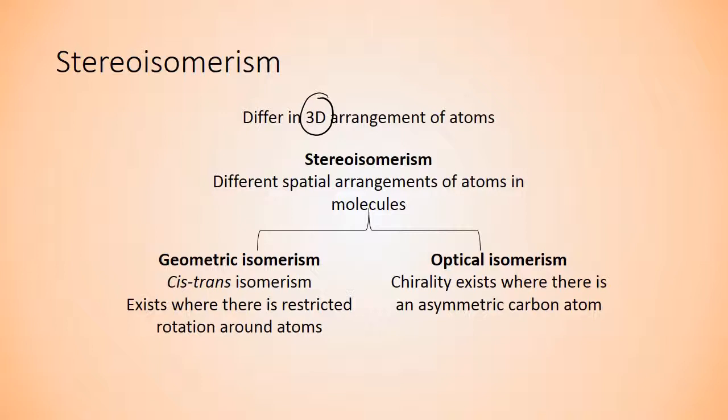There are 2 types that we're going to look at throughout this. We're going to look at geometric isomerism. This is your cis and trans setup when you have different groups on a carbon atom. This exists where there's restricted rotation around the atom, so cis is the same side and trans is opposite sides. Optical isomerism is where chirality exists, and that is where there is an asymmetric carbon atom, so you get essentially a mirror image of the molecule.